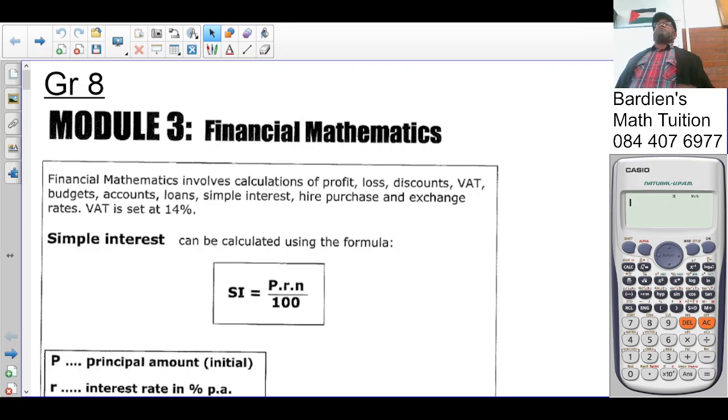Okay, good morning class. So we're doing financial maths. At this point we have given you the worksheets already for homework.